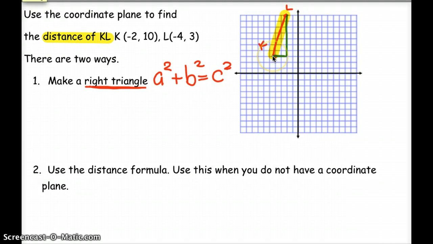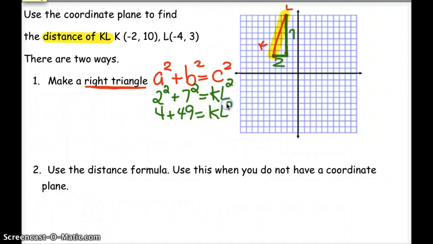So I'm going to go ahead. Here's my right triangle, and my a and my b are my legs, and then my c is my hypotenuse. And so if I count, this leg is 2, and if I count up here, 1, 2, 3, 4, 5, 6, 7. And so I have my two legs, 2 and 7. So I'll take 2 squared plus 7 squared, which should equal KL squared. And so again, I'm communicating my mathematics here. I've written that down. I haven't just punched that into my calculator. I'm going to have 4 plus 49 equals KL squared.